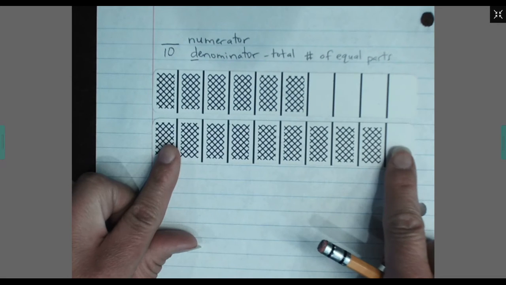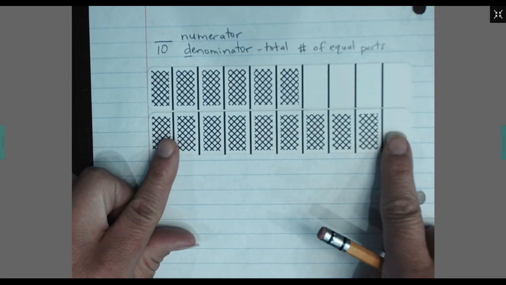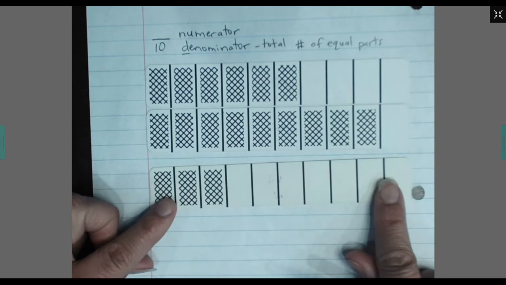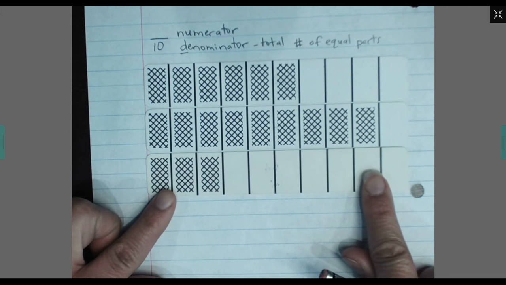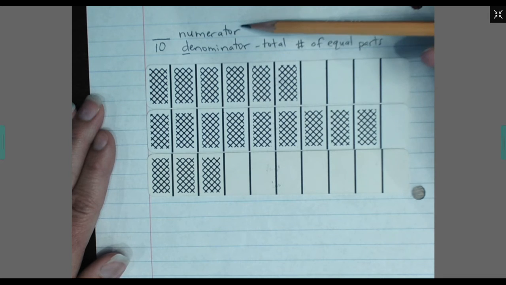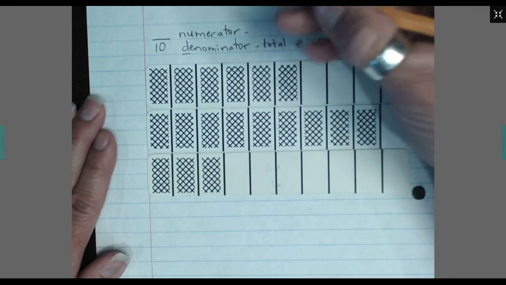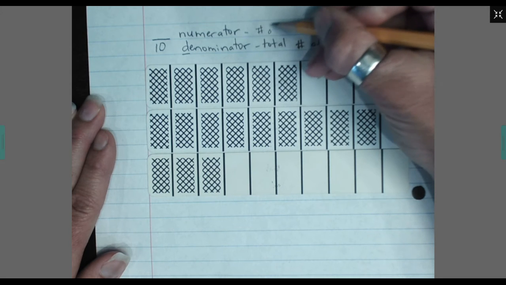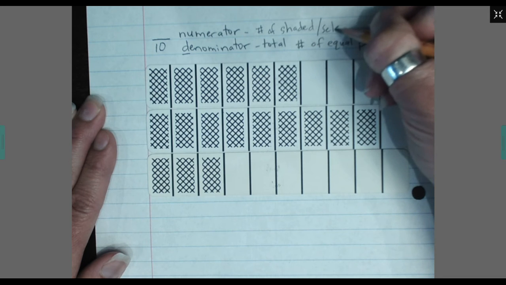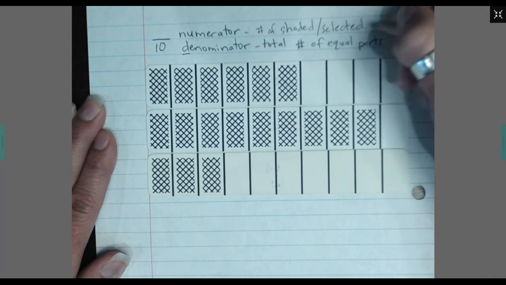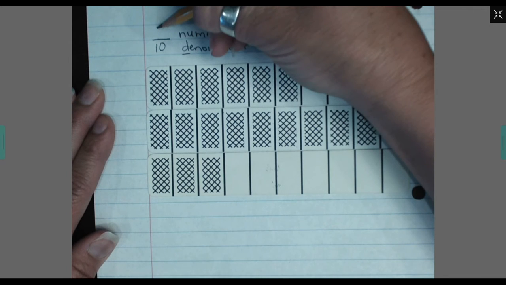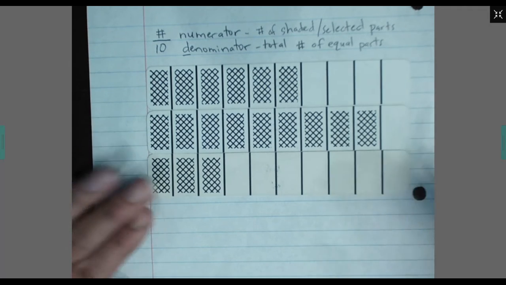Here is another strip, and as you can see, it is the same size whole split into the same number of parts. Therefore, the denominator is the same because it has the same number of total equal parts. But each of these are going to have a different numerator because the numerator tells us the number of shaded or selected parts. Shaded, selected parts. And for our example here, these are shaded. So that number is going to change depending on the number of parts that are shaded or selected.